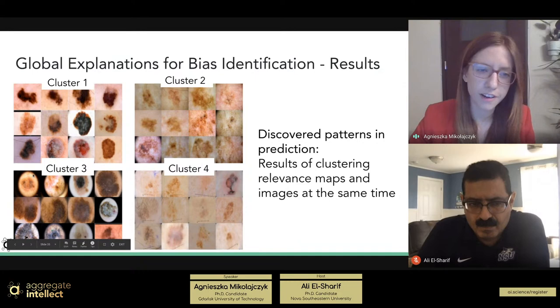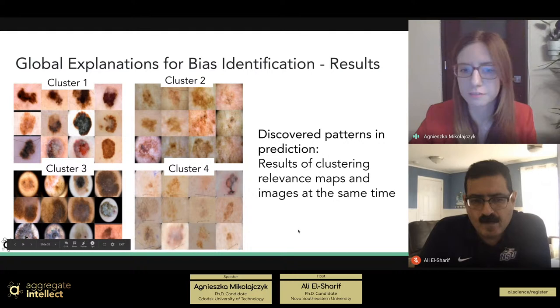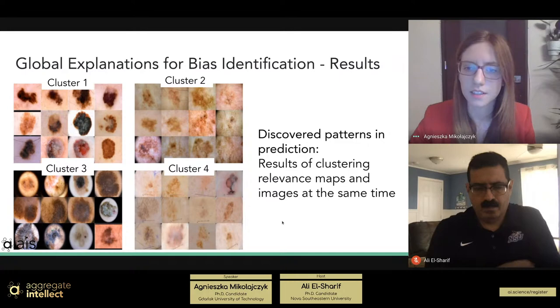In cluster third, we can see that almost all images have black frames around them. And this is really suspicious. In cluster four, we didn't notice it at first, but here you can see small ruler marks made on the skin lesions. And doctors sometimes leave those ruler marks to be able later to tell what size the lesion is.